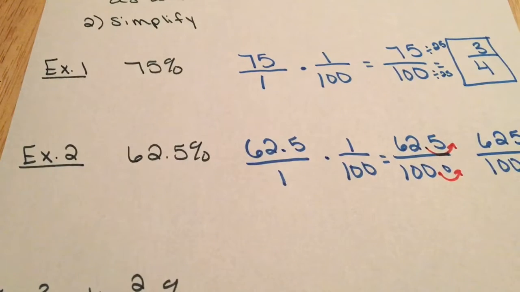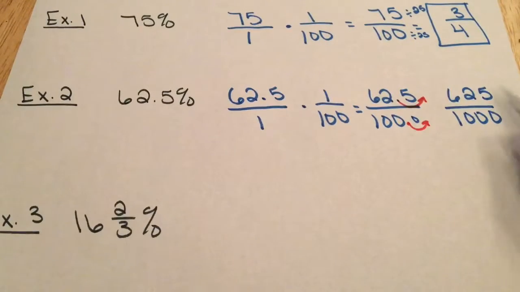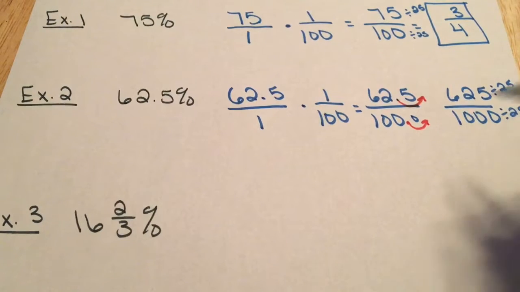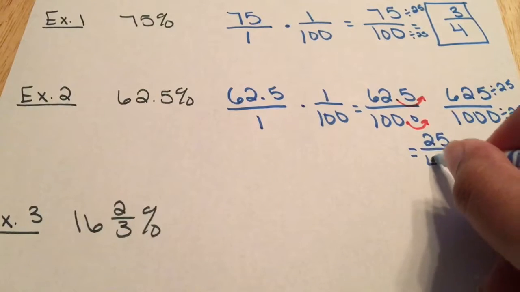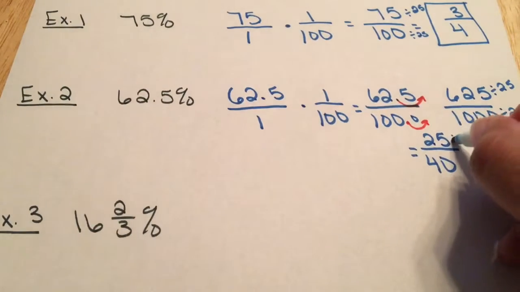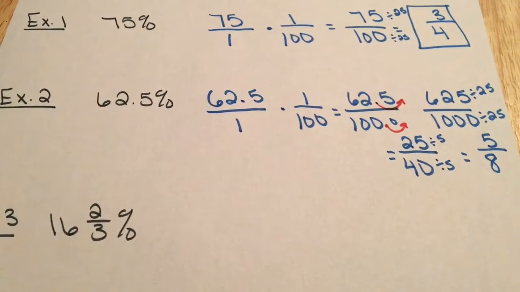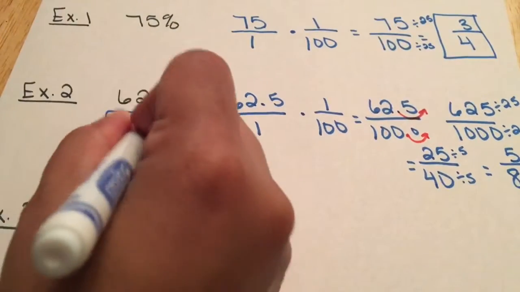When I add that extra 0. Again, we know because we're working with fractions that we are going to have to simplify this. So I'm going to go ahead and divide both 625 and 1,000 by 25. That's going to give me 25 over 40. At this point, I can see that I can simplify one more time and divide each of those by 5. 25 divided by 5 is 5. 40 divided by 5 is 8. Therefore, 62.5% as a fraction is going to be 5/8.